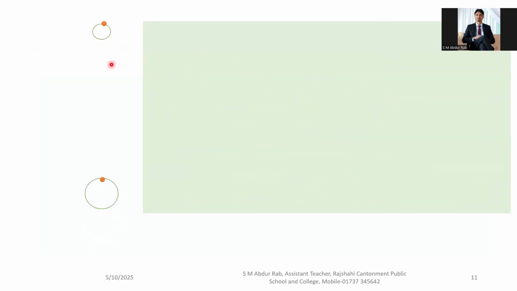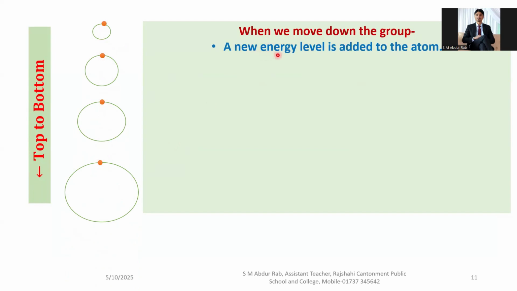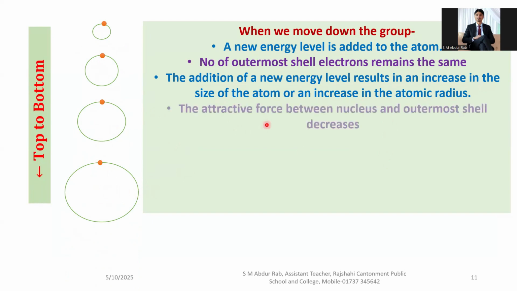Now, what happens when you move top to bottom in a group? The number of valence shell electrons remains the same, but the number of shells is added by one. So when you move top to bottom in a group, a new energy level is added to the atom. The number of outermost shell electrons remains the same. The addition of a new energy level results in the increase in the size of the atom and increase in the atomic radius. That means the distance between nucleus and outer shell increases. So the attractive force between nucleus and outer shell decreases according to Coulomb's law. With the increase of distance, attractive force decreases.